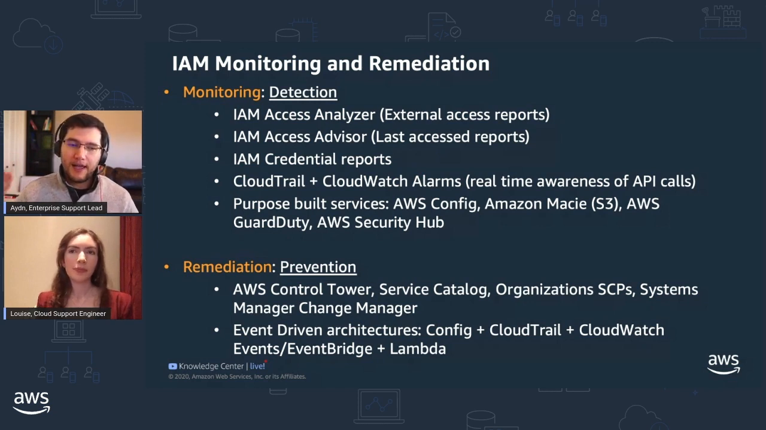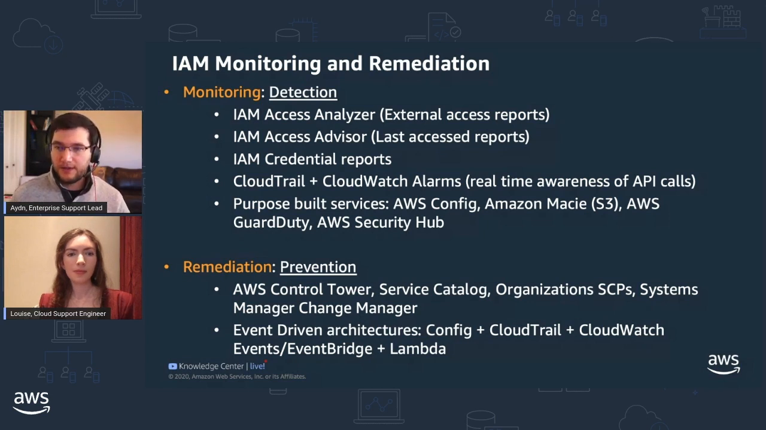AWS has a number of great tools to help here, like IAM Access Analyzer to give you awareness of external principals that are outside of your zone of trust, so outside of your AWS organization or outside of your account. Also, IAM Access Advisor, your last access reports in conjunction with your credential reports, really important to help you build and tighten up all of your IAM configuration.